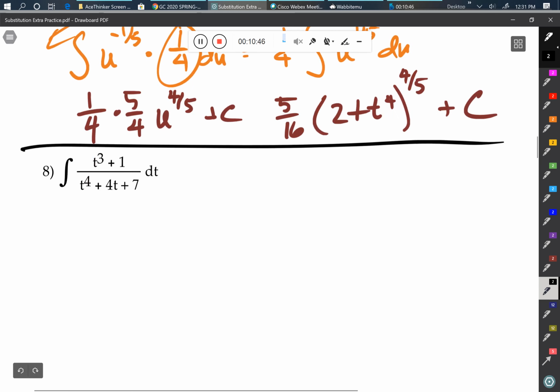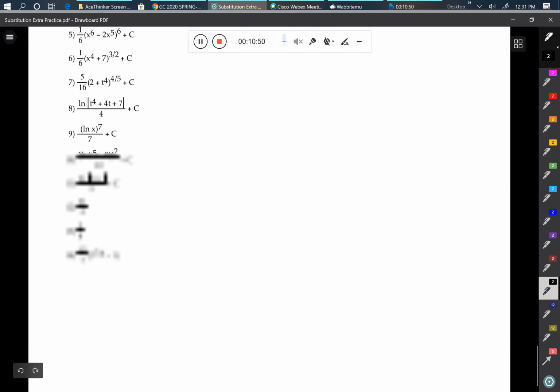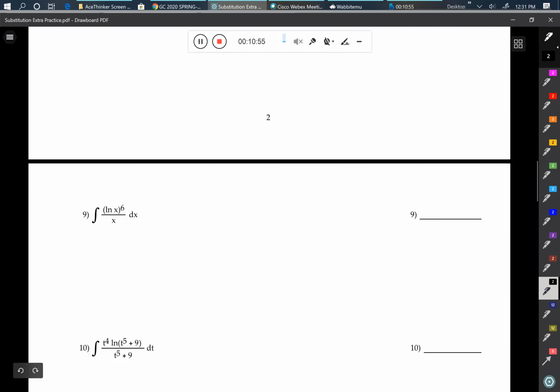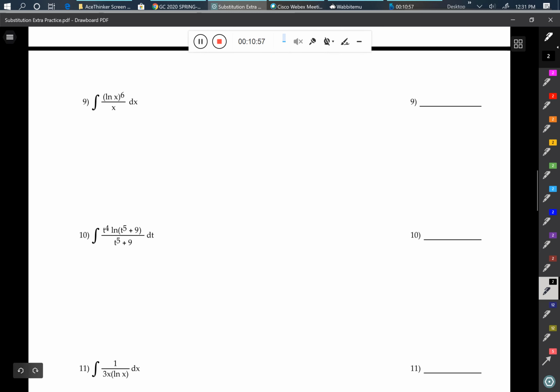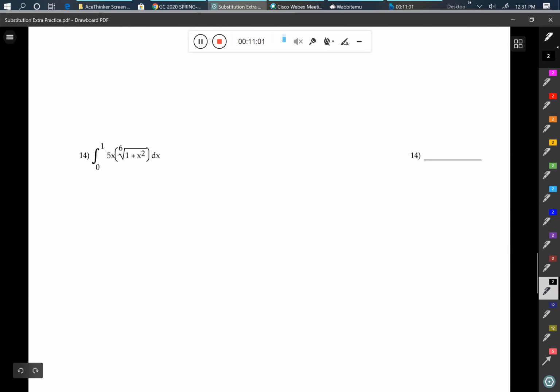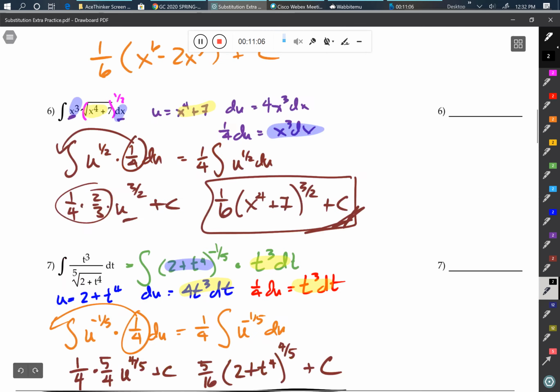Last one. Oh, wait, last one on this page? No, wait, are there more? Oh my gosh, there are so many more. How many more? Oh my gosh, many. 1, 2, 3, 4, 5, 6, 7. 7 more problems to do. This is great. I love this stuff.